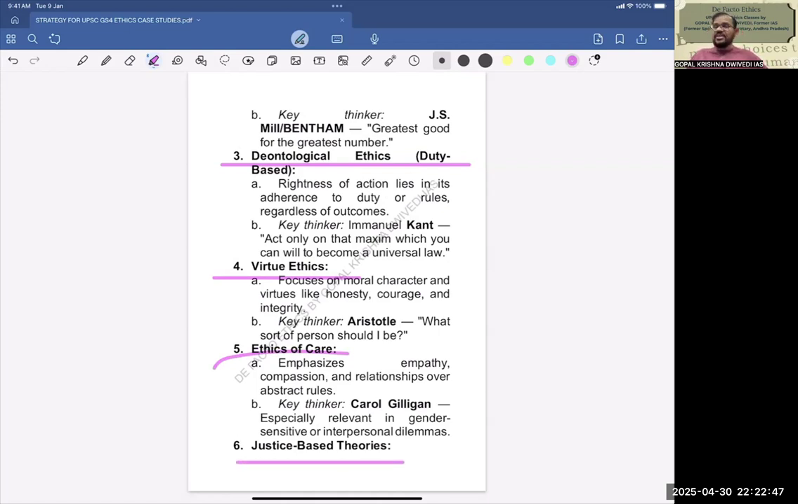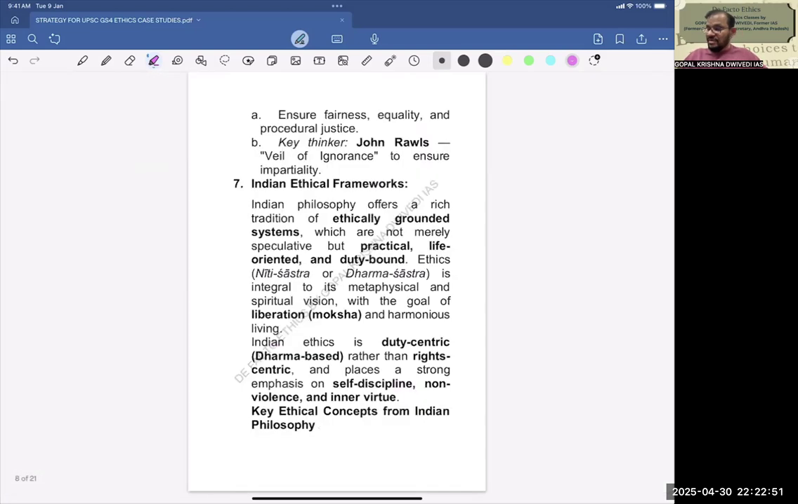Now, sixth is the justice-based theory. The justice-based theory was mainly promoted by John Rawls. He was the main proponent, and he advocated the veil of ignorance to ensure impartiality in any decision making. So this is again very important, and we'll be studying it in detail in subsequent videos.